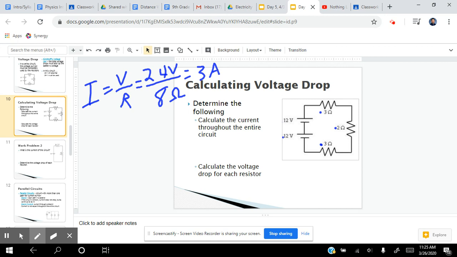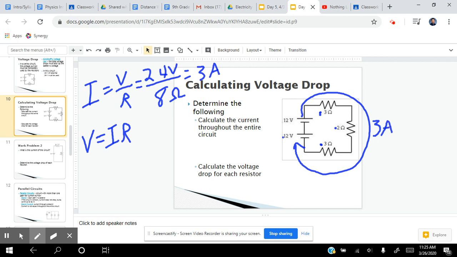So now I'm going to go through, and since I want to find individual voltage drops on each resistor, I'm solving for voltage, still using Ohm's law. Voltage is equal to current times resistance. So I'm going to take that 3 amps because that 3 amps is running throughout this entire circuit. Okay, so 3 amps of current, that doesn't change. That current is going to be the same throughout the entire circuit because it is a series circuit.